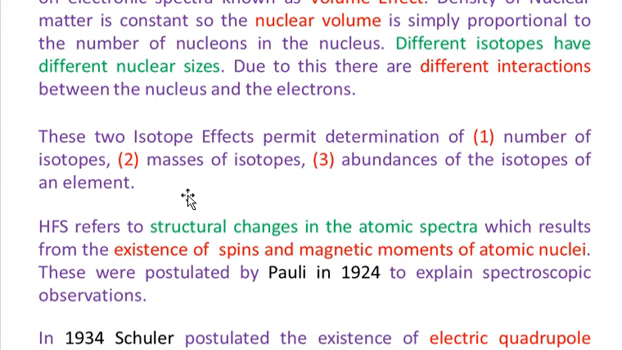So the two effects, that is the isotope effect and the volume effect, will help us to determine the number of isotopes, the masses of the isotopes, and the abundances of the isotopes of that element.